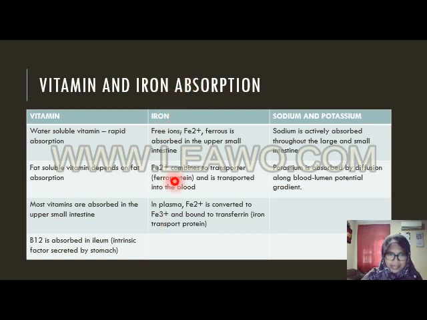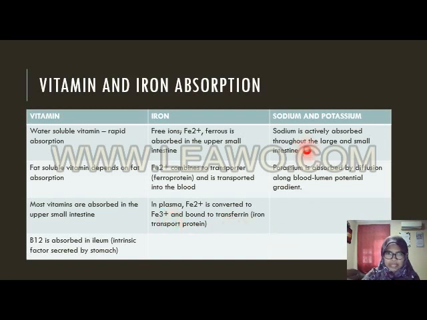And then for iron, free ions, which is ferrous, is absorbed in the upper small intestine, in the duodenum part as well. Ferrous combines to a transporter protein and is transported into the blood. In plasma, ferrous is converted to ferric and bound to transferrin, an iron transport protein. Okay, so in blood, the iron is present as iron with 3+ charge.